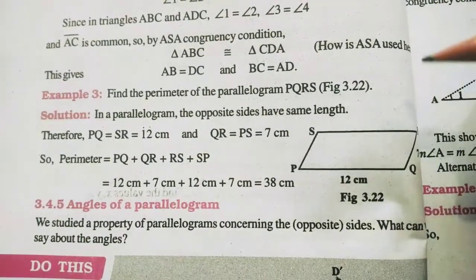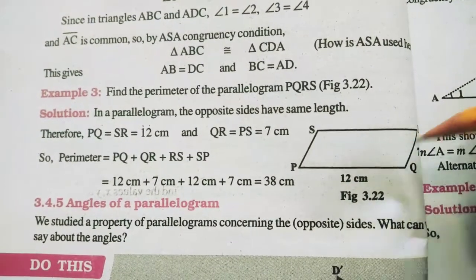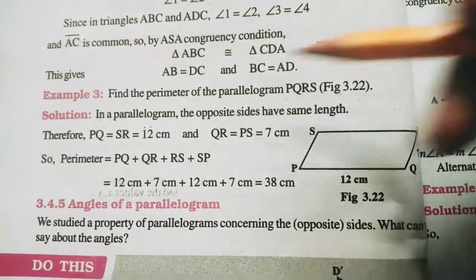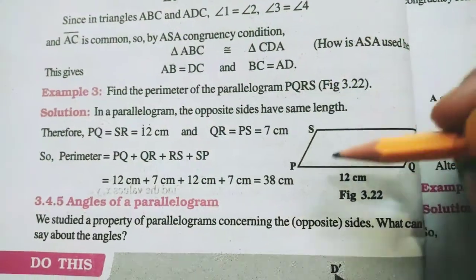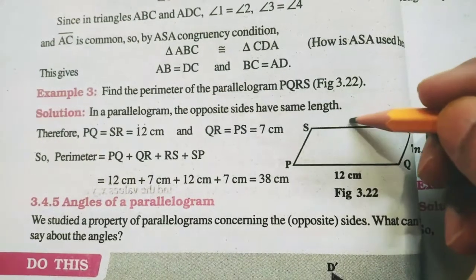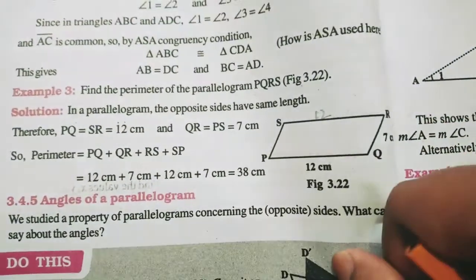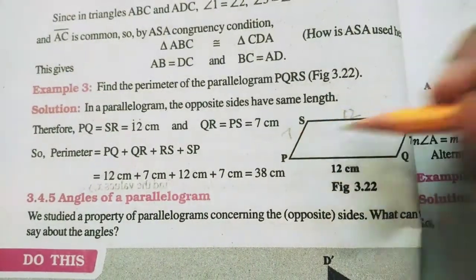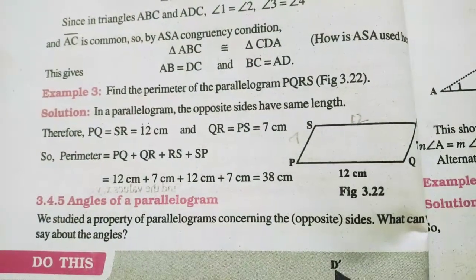Here also you can do like this. This side and this side are given. Why are only two sides given? Because the opposite sides are equal to each other. Always remember, that's why the property is given. In a parallelogram, the opposite sides have the same length. So PQ is 12 centimeter, that means its opposite side SR is also 12 centimeter. And QR is 7 centimeter, so its opposite side PS is also 7 centimeter. That's why only two sides are given. It is the same as a rectangle, the pair of opposite sides are equal.